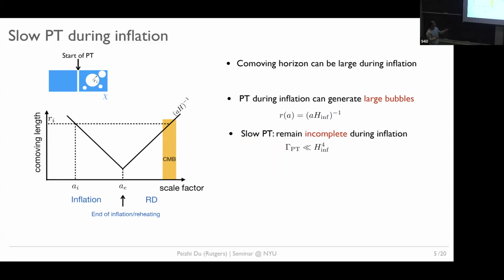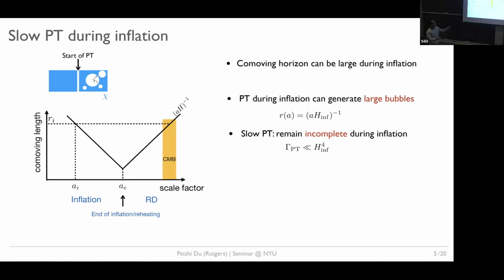It will start the phase transition at some time, we call it a_i, the initial time, and the comoving horizon at that scale is R_i. First I want to argue that the biggest bubble, the first bubble to nucleate, will be of that size. Why? Because when bubbles nucleate, they grow. But once they grow to the comoving horizon size, they become super horizon and are frozen to that size.